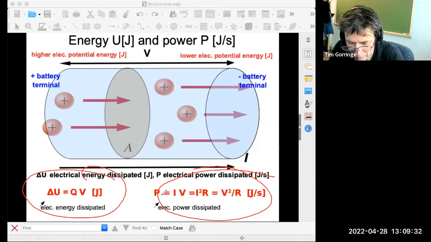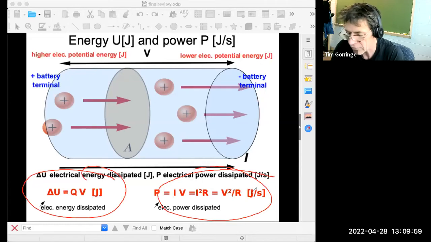More often, we use the power, the rate at which energy is dissipated in a resistor. That's equal to several ways you can write it. The product of the current and the voltage across the resistor and through the resistor. Or you can rewrite it using Ohm's law, V equals IR. Instead of in terms of current and voltage, you can write it in terms of current and resistance or voltage and resistance.